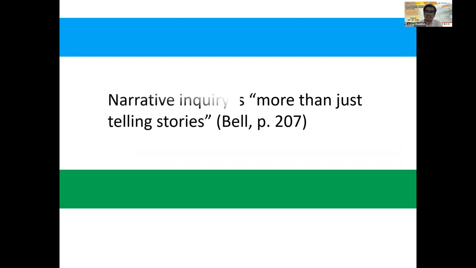We come to the end of my talk, and here is the closing quote from Professor Bell. Narrative inquiry is, remember, narrative inquiry is more than just telling stories.